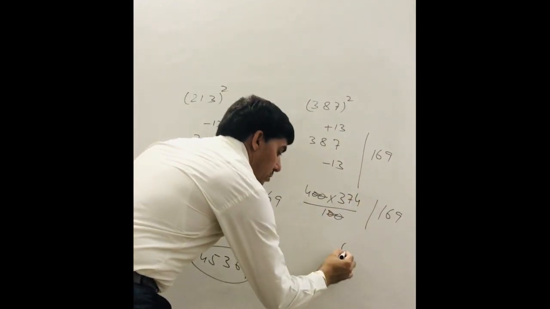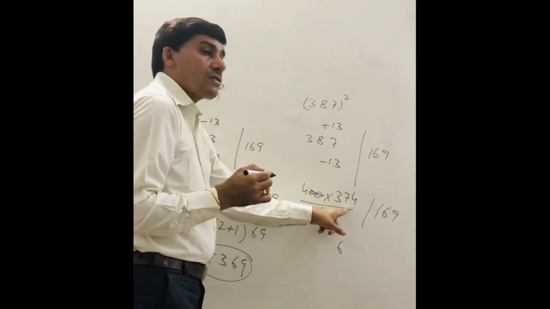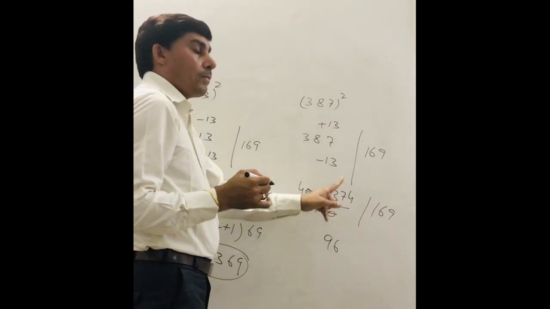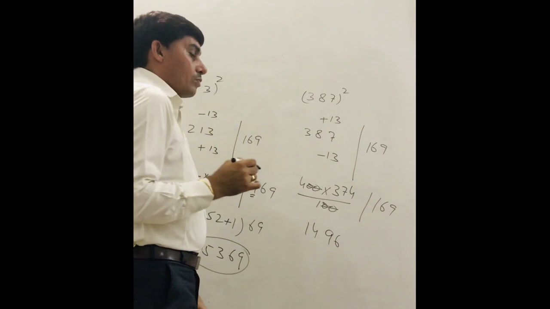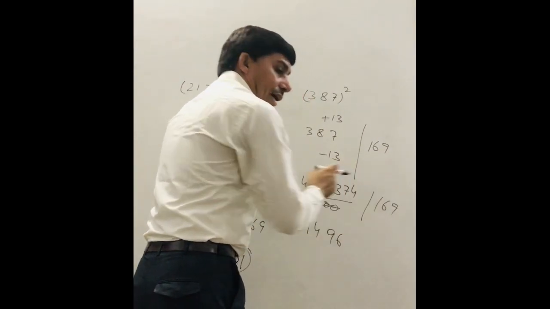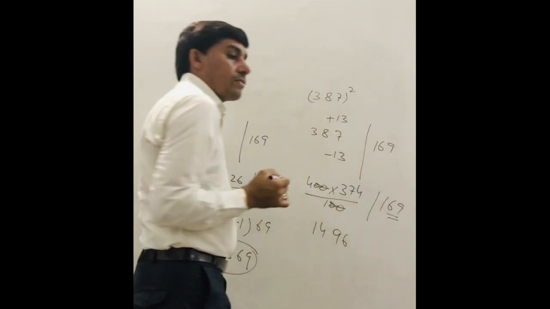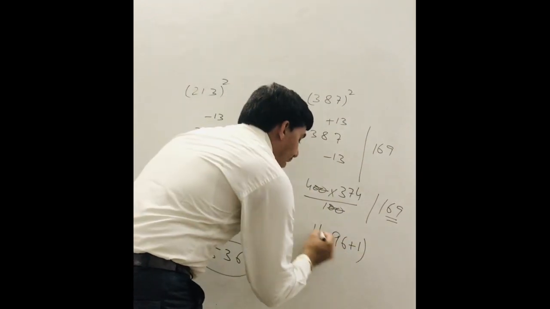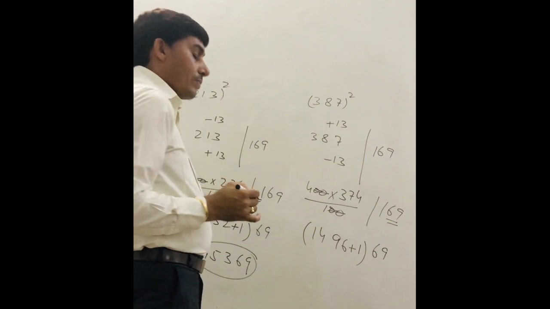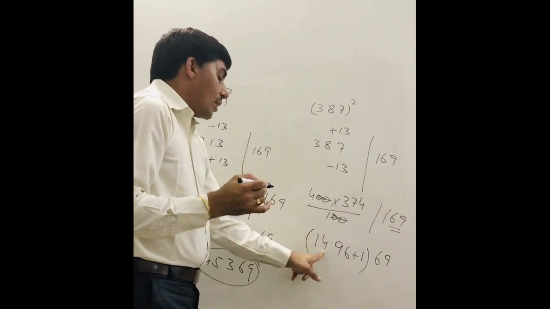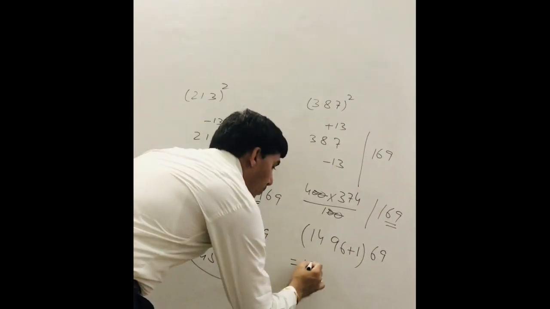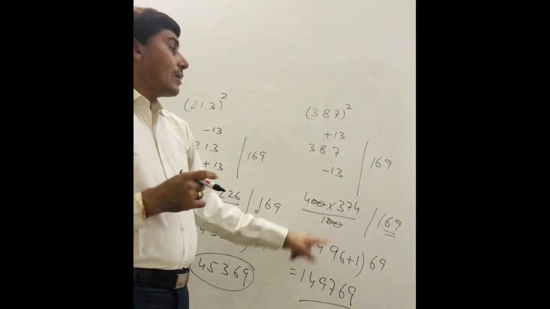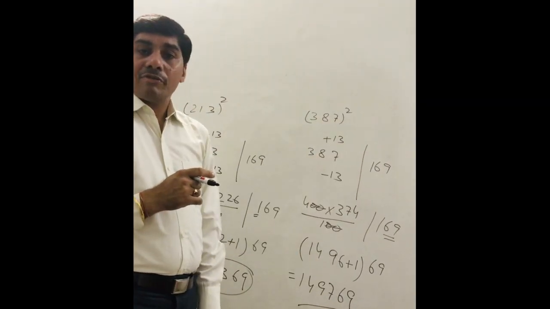4 into 4 is 16. 4 into 7 is 28 plus 1 is 29. 4 into 3 is 12 plus 2 is 14. Now here there are three digits, 169. We leave these two digits and the remaining third digit we have to add in these values and write 69 as it is. Now 1496 plus 1 is 1497 and 69, which is the required result of our square of 387.